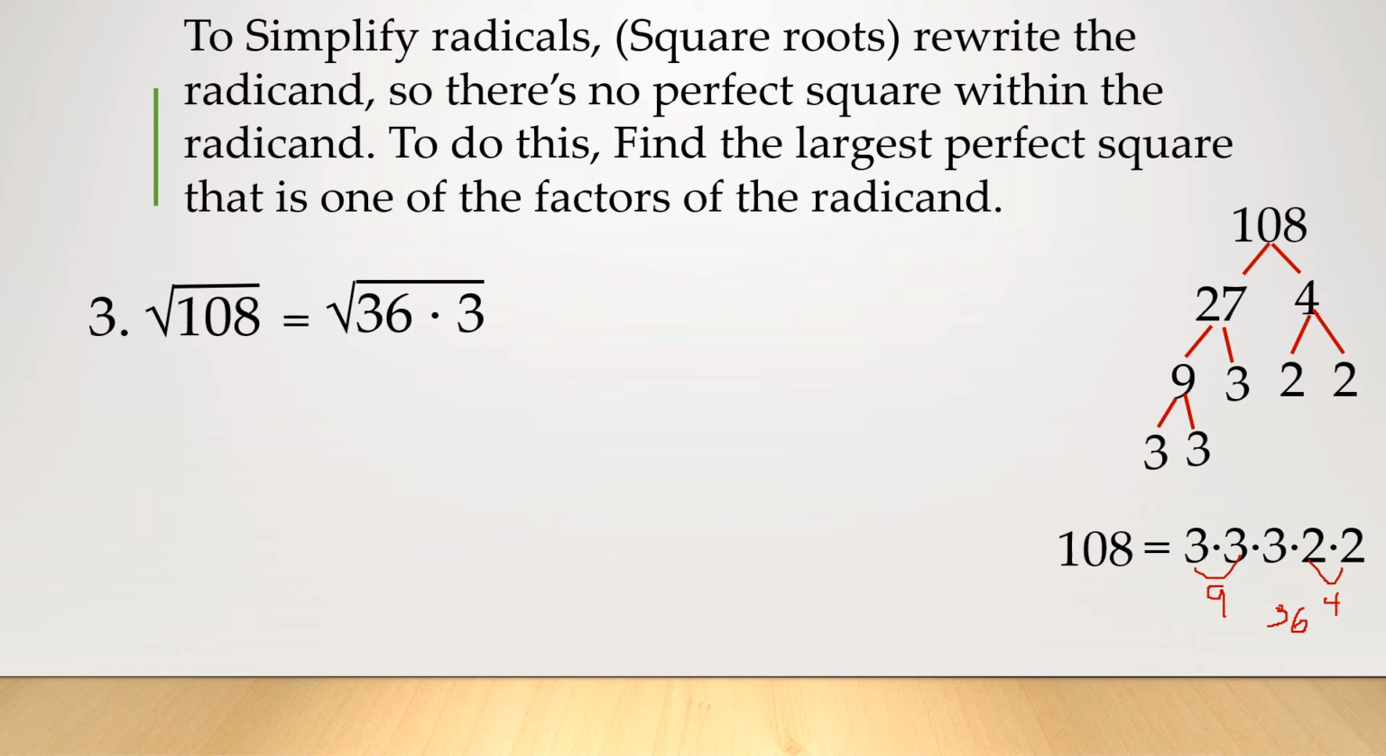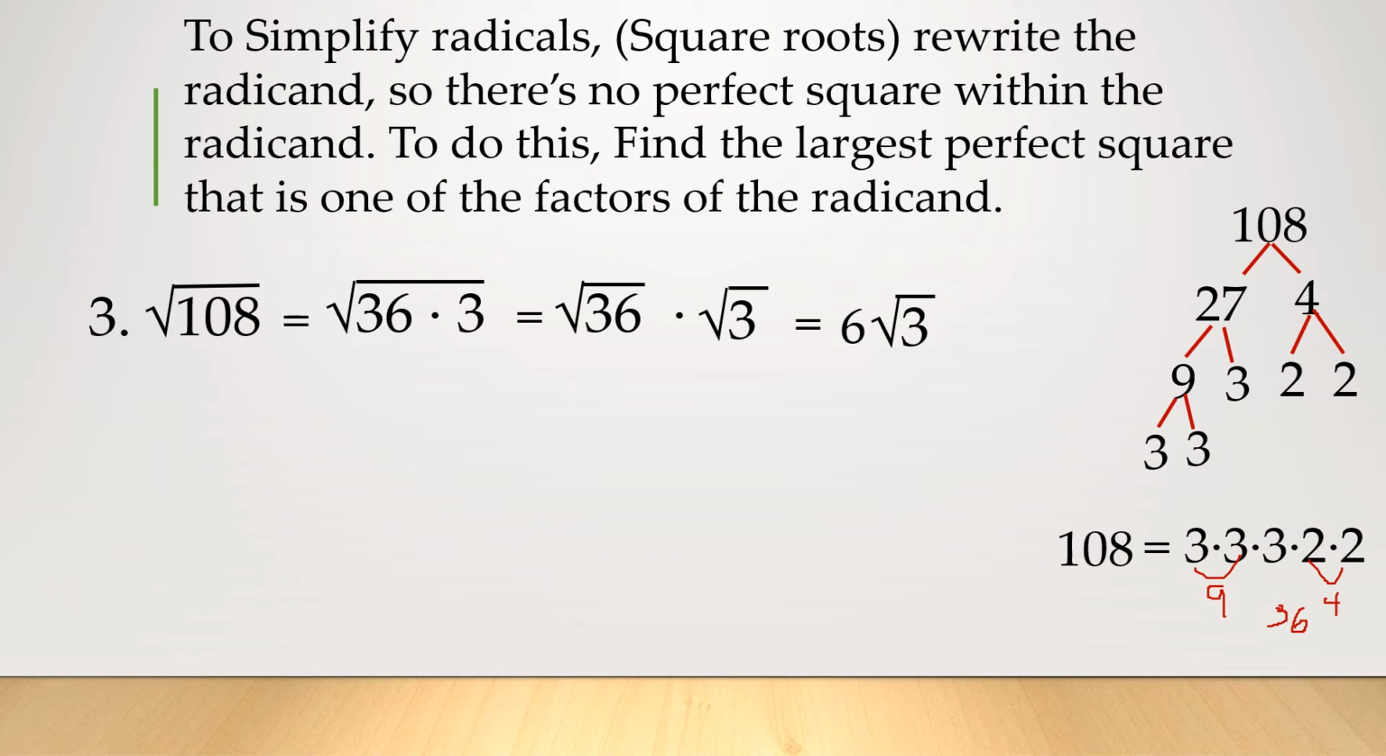So we have now the square root of 108 is equal to the square root of 36 times 3. Or you can separate them: square root of 36 times square root of 3. And we know that square root of 36 is equal to 6, so you can write that outside the radical sign. That is now equal to 6 times the square root of 3, because square root of 3 is already in simplest form.